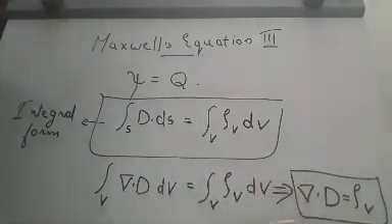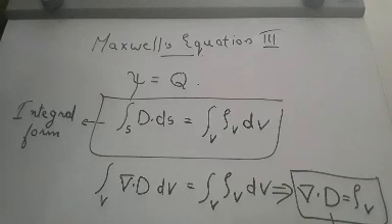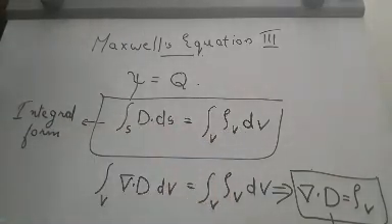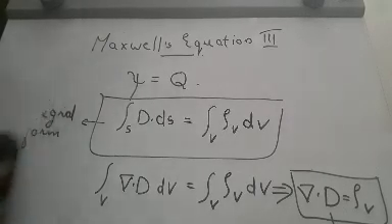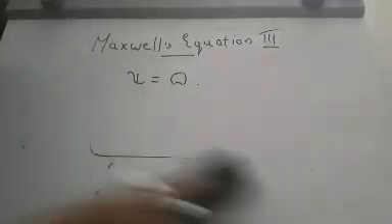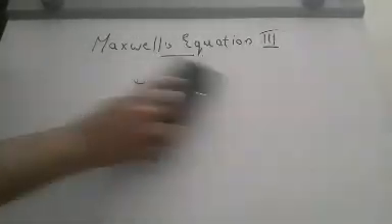So del dot D is equal to rho v is the differential form of Maxwell's equation 3, and surface integral of D dot dS is equal to volume integral of rho v dv is the integral form of Maxwell's equation 3. And the last and final one is Maxwell's equation 4, which is also based on Gauss's law, but it is not based on Gauss's law for electric field, it is based on Gauss's law for magnetic field.